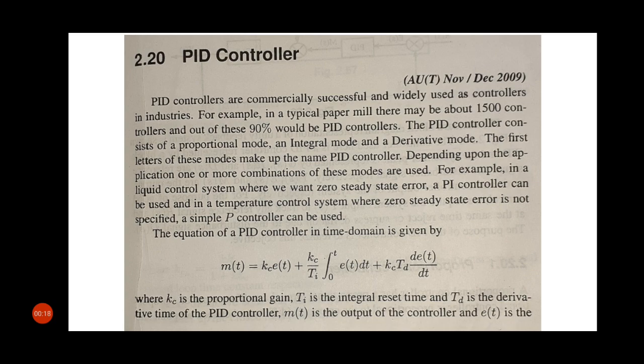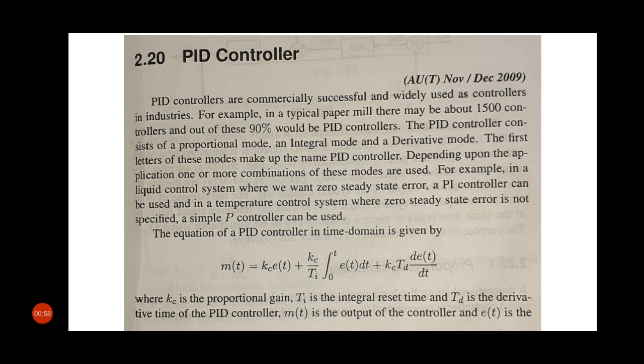PID controllers are commercially successful and widely used as controllers in industries. For example, in a typical paper mill, there may be about 1500 controllers, and out of these 90% would be PID controllers. Okay, so maximum use. So what type of controller is in maximum use? PID controller. Okay, so the PID controller consists of a proportional mode, an integral mode, and a derivative mode.